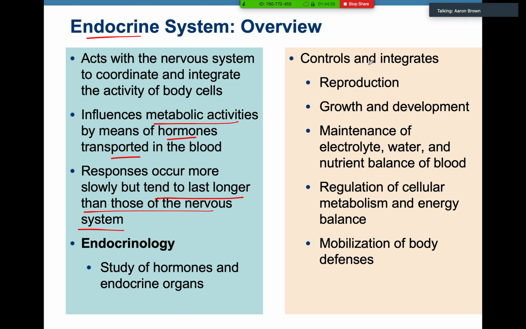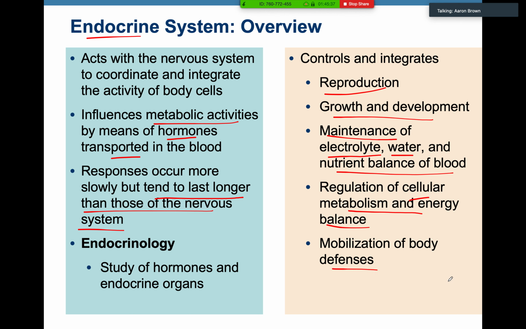Okay, so many systems are involved under the umbrella of endocrine: reproduction, growth and development, maintenance of electrolytes, right? Thinking about our aldosterone, renin, antidiuretic hormone, just to name a few different hormones that act on the kidneys to manage electrolyte levels. Parathyroid hormone, vitamin D, all of these things are hormones that are going to maintain the regular balance of electrolytes in our blood. Cellular metabolism, energy balance, I'm talking about thyroid when we talk about metabolism and energy, and mobilization of the body's defenses.